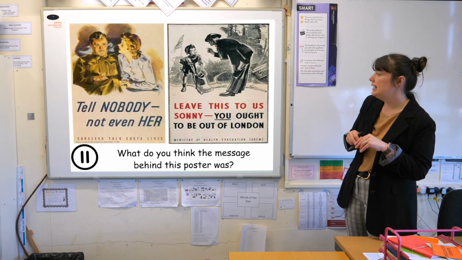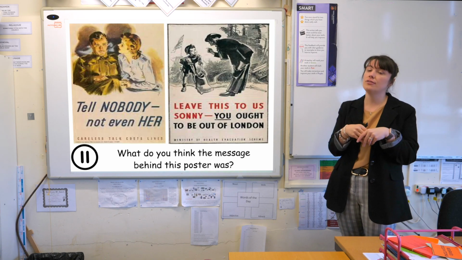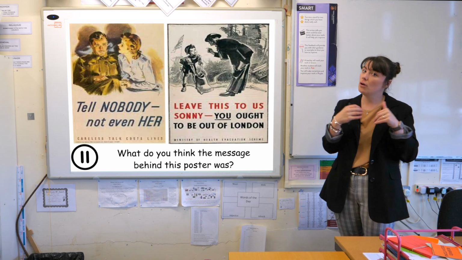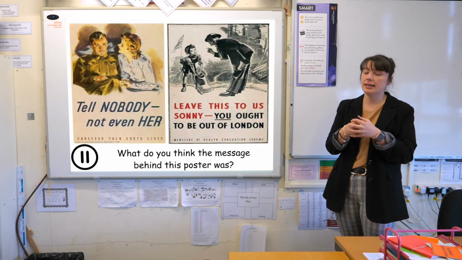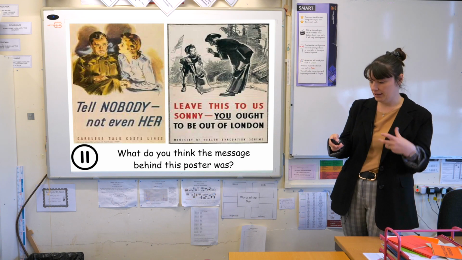The next one, leave this to us, Sonny. You ought to be out of London. Think back to the first image that we saw where they were all getting on the train. Who is he speaking to? Where should that child be? What is it called? Evacuation.